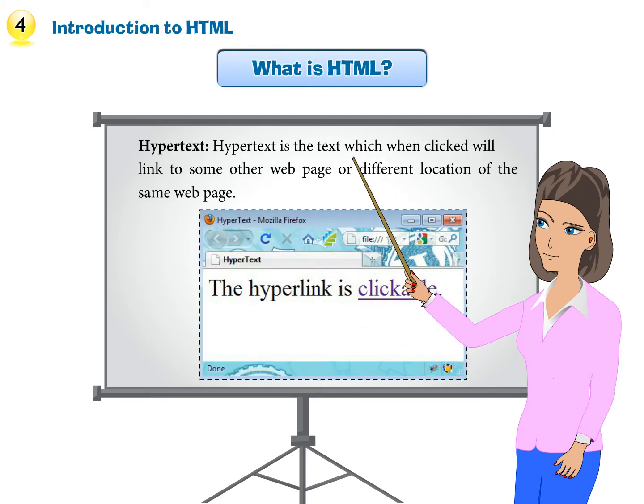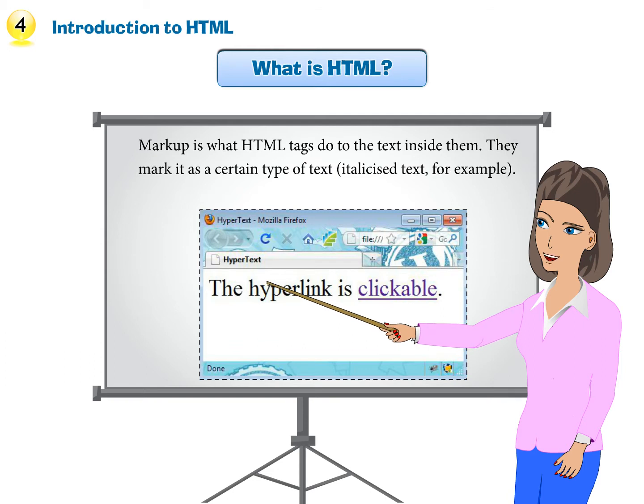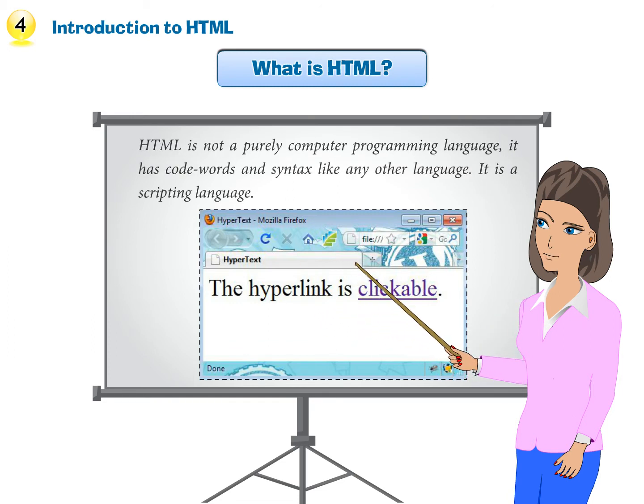Hypertext. Hypertext is the text which, when clicked, will link to some other web page or different location of the same web page. Markup is what HTML tags do to the text inside them. They mark it as a certain type of text, italicized text for example. HTML is not a purely computer programming language. It has code words and syntax like any other language. It is a scripting language.